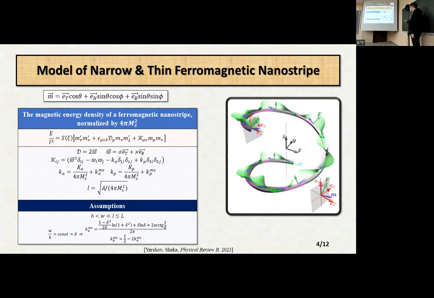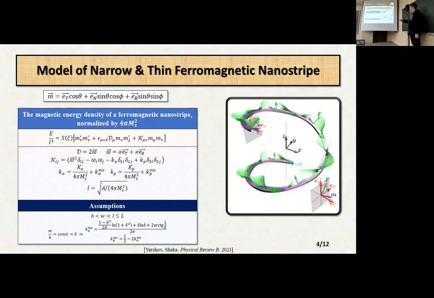The axis of magnetization is directed tangentially to the central line of the wire, and the easy plane coincides with the plane in which the wire is located. The magnetic energy density of a magnetic nanostripe is shown in the second formula. Here, the first term describes the exchange interaction, with A an exchange constant and L an exchange length.